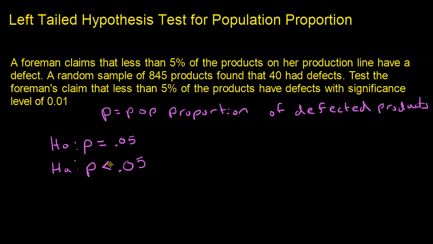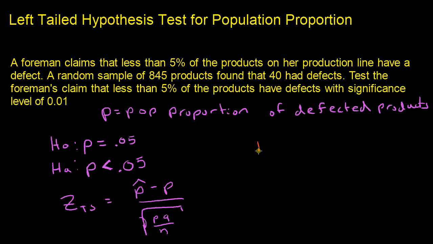Okay, so this is a left-tailed hypothesis test because of this less than sign in the alternative hypothesis. We're interested in knowing if P is less than 0.05, so that's the left side of a distribution, the left tail of the distribution. Okay, next step is to calculate our test statistic. Now, the formula for the test statistic is P hat minus P divided by the square root of PQ over N. All right, so we're going to need to know what P hat is.